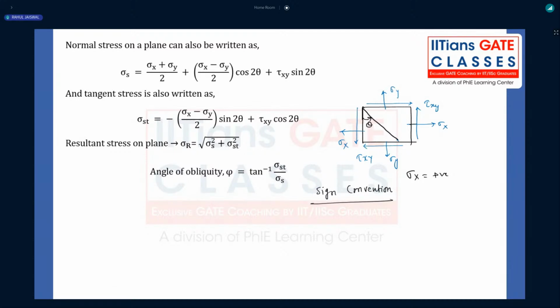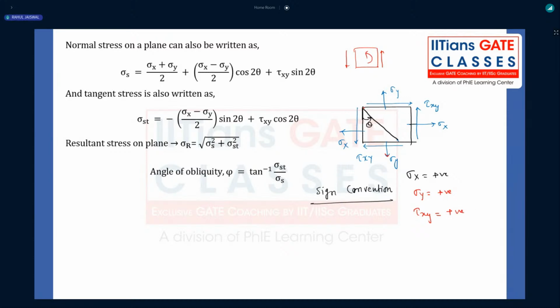Now, this topic is very important, but if you do not understand properly, this will become very, very complicated. Sigma x will be positive. What about sigma y? If on a particular plane it is acting like that, sigma y will be taken as positive. What about tau xy? Right now, I am taking it as positive if it is acting on this x face and making a couple like this, anti-clockwise. Getting my point, all of you?